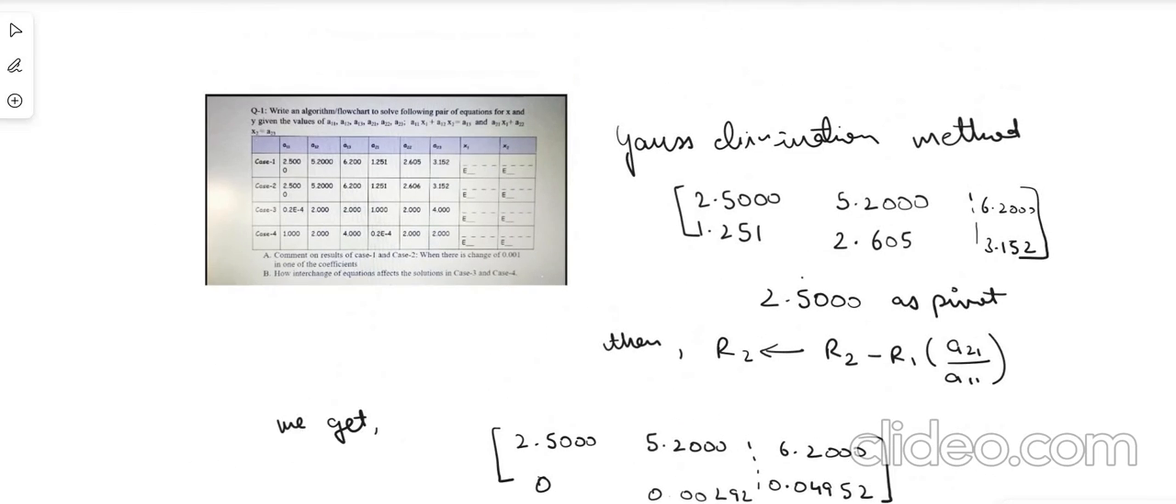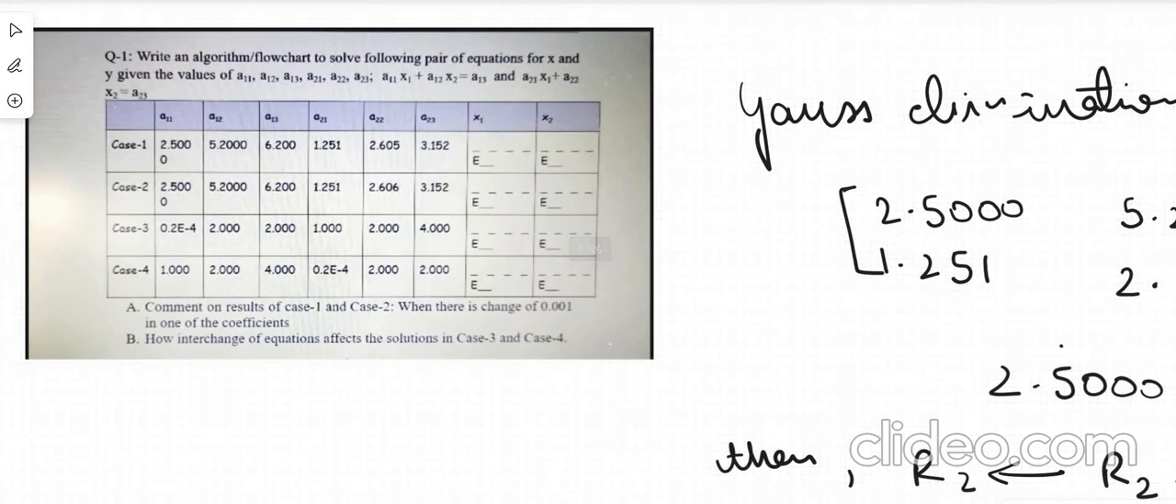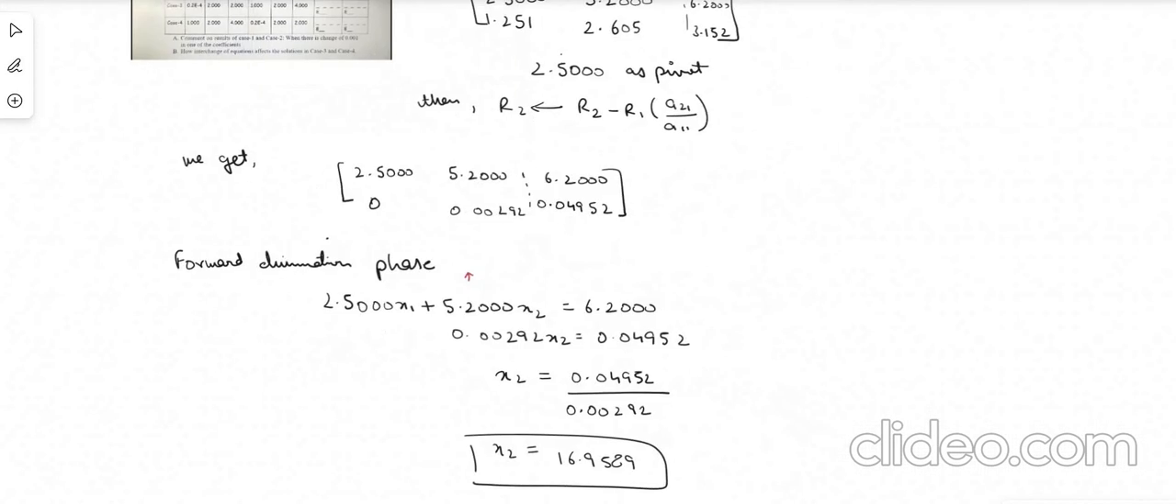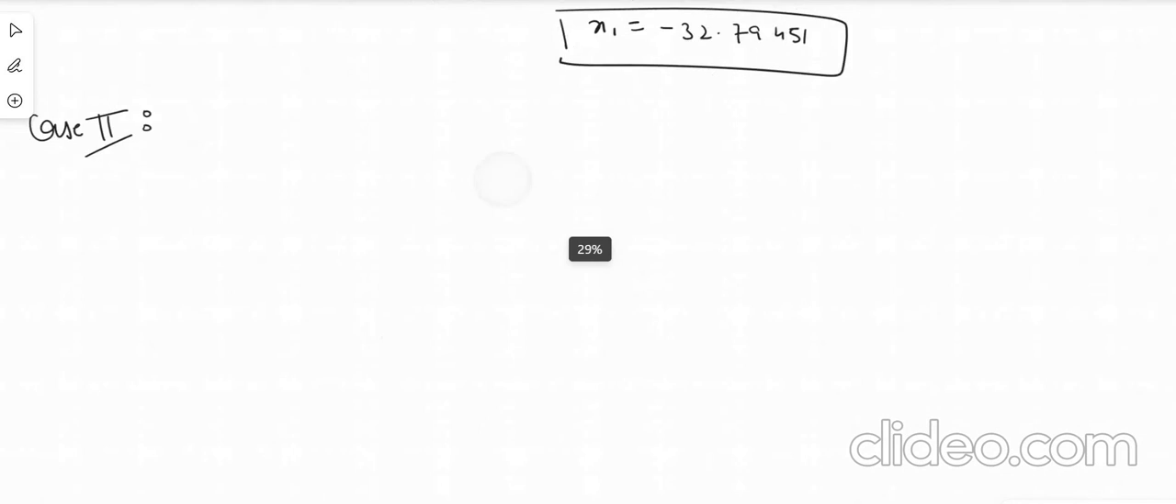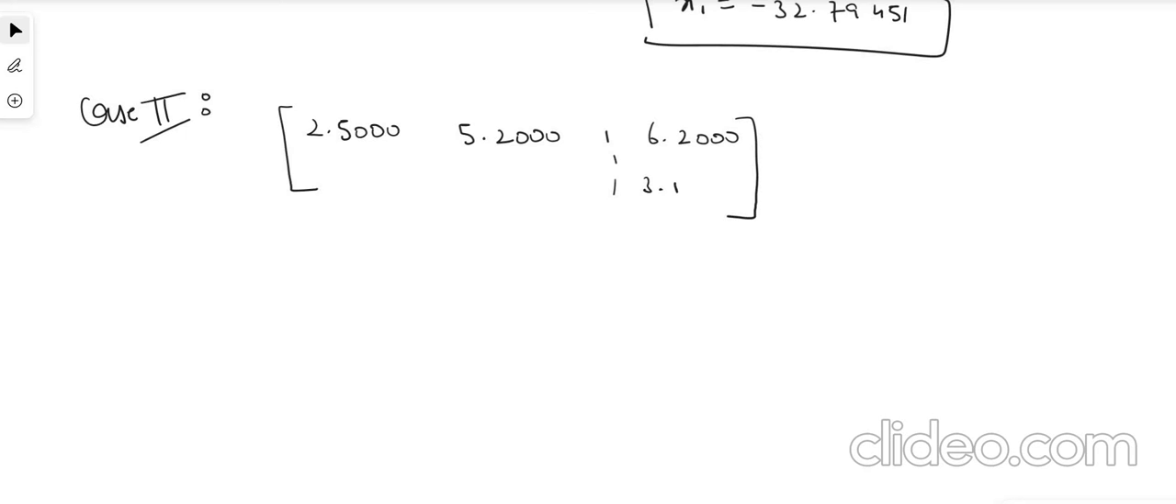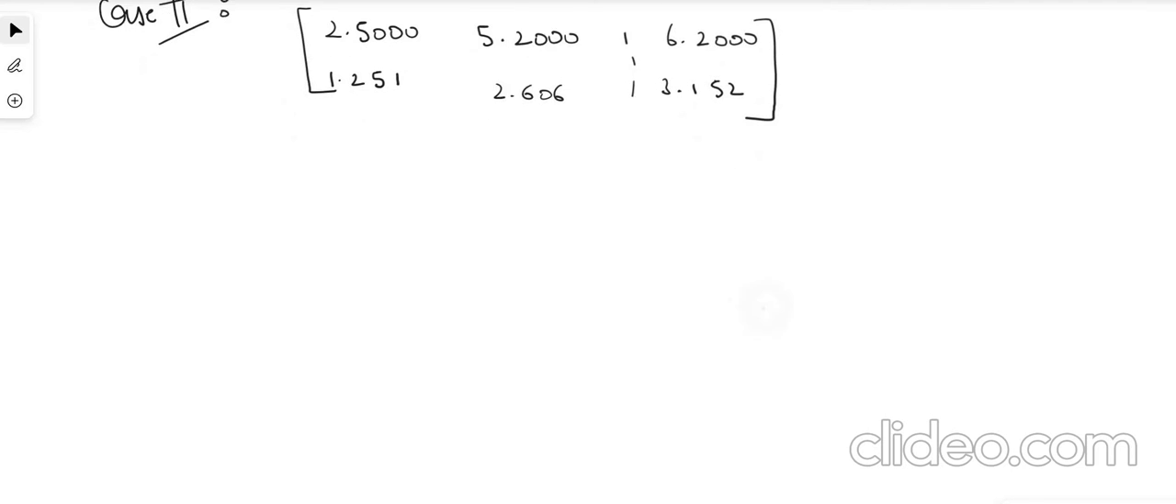In case 2, these are the following variables: a11, a12, a13, a21, a22, a23. Now using these variables, we will solve the equation for case 2 and obtain the values of x1 and x2. The given matrix will be the same, that is 2.5000, 5.2000, 6.2000, and 3.152, 1.251, and 2.606. This will be the augmented matrix for case 2.